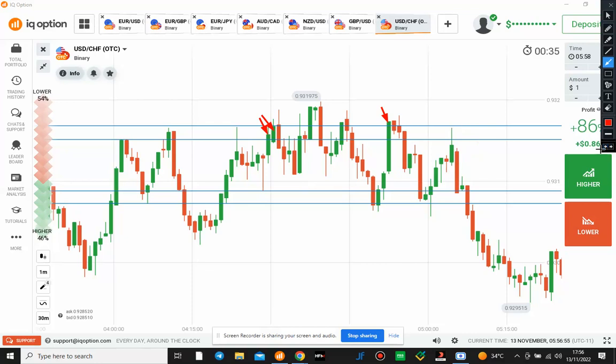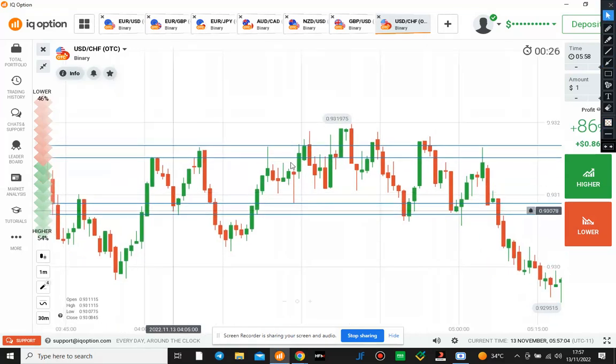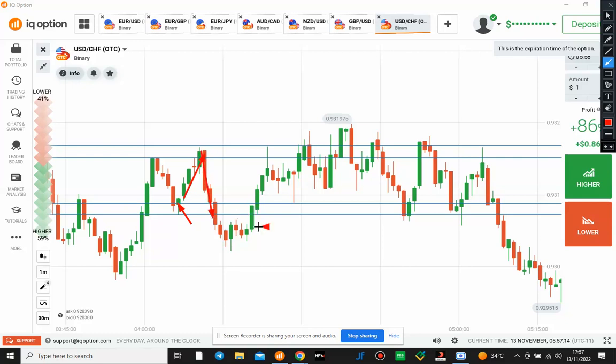Now let's discuss the support. This is a support. First, we draw the support level here. From the support we can see the buyer's candle, a hammer candlestick. The price went up. Here no sign of reversal. Here no sign of reversal. Here a rejection, a huge rejection, a pin bar.